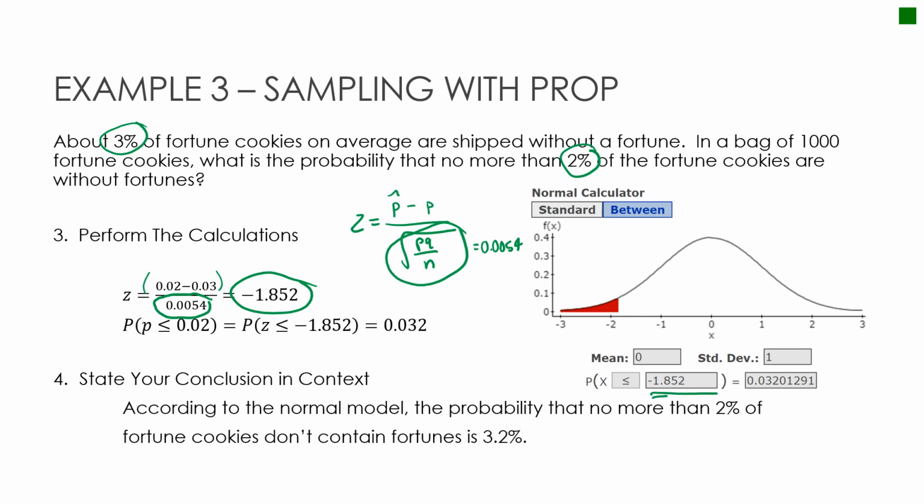I use that number here in StatCrunch to find my probability, and notice that because it said no more than 2%, I looked for less than or equal to. So the probability that P hat is less than or equal to 0.02 is the probability that Z is less than or equal to negative 1.852, and that is the probability that I came up with. And my conclusion, according to the normal model, the probability that no more than 2% of fortune cookies don't contain fortunes is 3.2%.